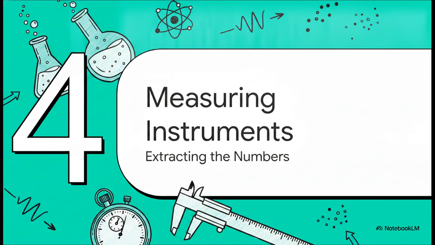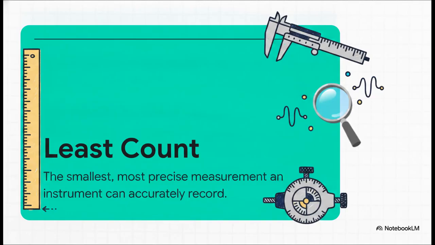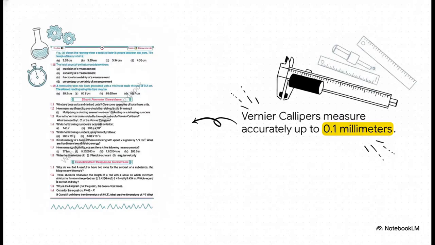Let's look at the actual lab tools we use to extract these numbers from the real world. Before we even touch a tool, we have to know its limits, and that brings us to the least count. This is the absolute smallest, most precise measurement an instrument can accurately record. For instance, if you're using a standard meter rule in the lab, its smallest division is 1 millimeter, meaning you literally cannot measure anything smaller than that with it. It's just not possible. But hey, what if we need more precision?